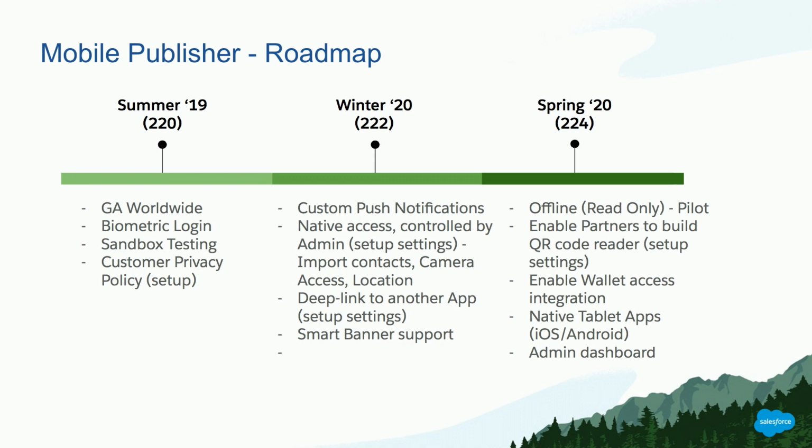Mobile Publisher today works for a phone app, right? So the next area of focus for us is tablets. If you want to create native tablet apps, that's again slotted for Spring 20. Of course, you can take these apps and install them on tablets and blow them up to the tablet screen ratio, but if you really want a native tablet app, that's something that's coming in Spring 20.